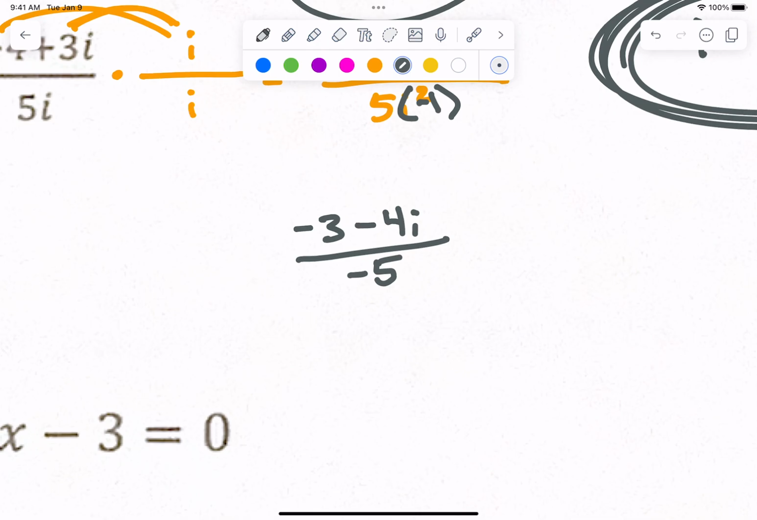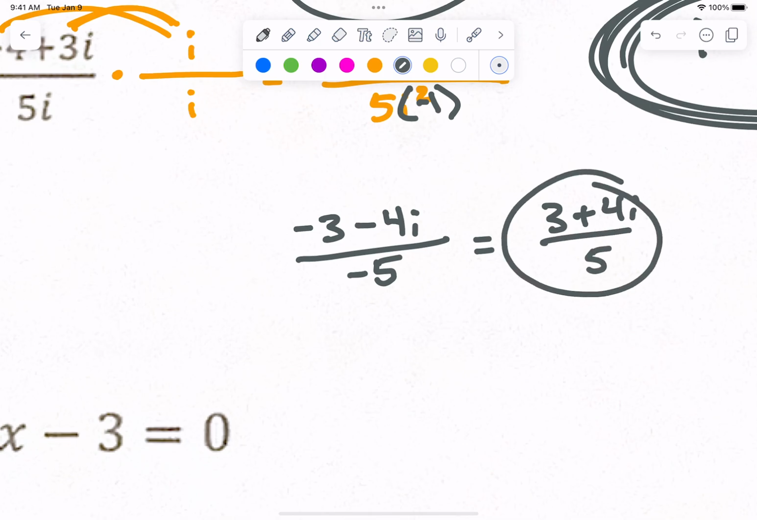The only other thing that I would maybe do is, all 3 of them are negative. Make them all positive. So I'm going to change all 3 of them to be positive. If you don't do that, you're not wrong. It's fine. But since all 3 of them are negative, I'm going to divide everything by a negative and make it all positive. Okay?